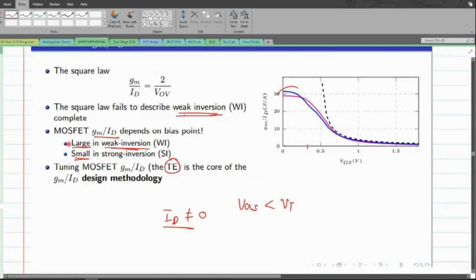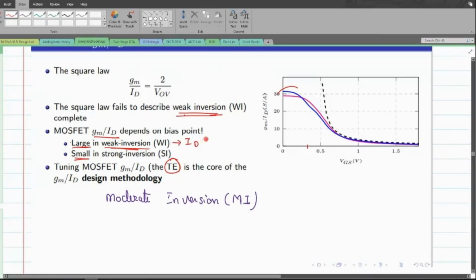Now, apart from these two different regions, the weak inversion and the strong inversion, we also have a third region which is called the moderate inversion, or MI. I'll talk about this, but before that, let me summarize over here. The current ID can basically be written as an exponential relation to VGS.